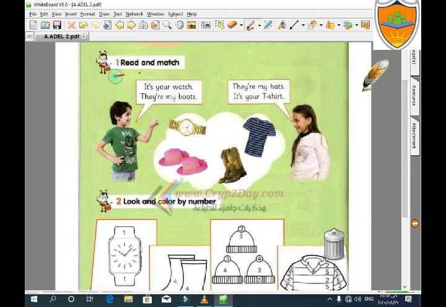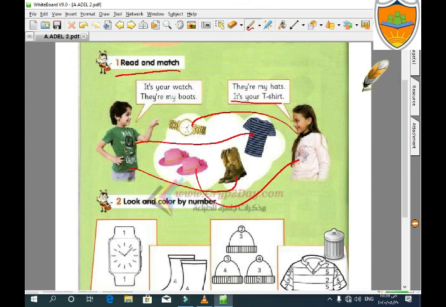Read and match. The boy says, "It's your watch." Where is the watch? The watch belongs to the girl. The boy says, "They're my boots." Where are the boots? The boots belong to the boy. The girl says, "They're my hats." The hats belong to the girl. It's your what? It's your t-shirt. The t-shirt belongs to the boy.